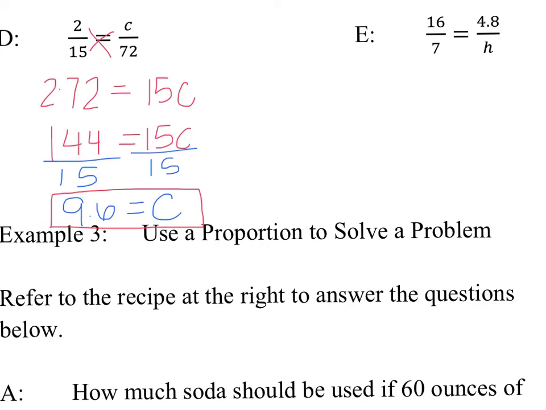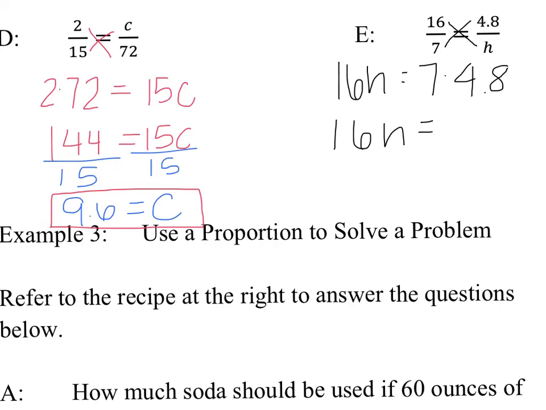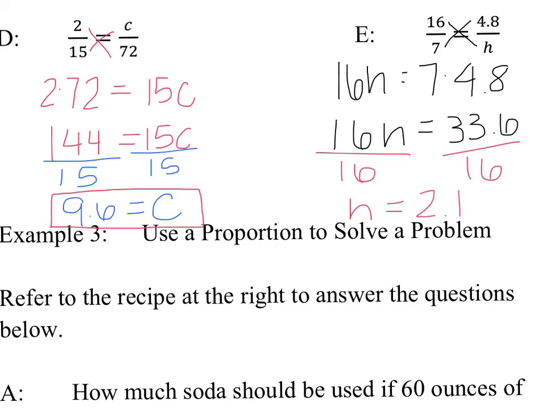Okay, so then E, it's the same idea. E is the last one we'll do, and then we'll be finished with these notes. So we cross multiply. We have 16 times H, so we have 16H. And then 7 times 4.8. So we have 16H equals 33.6. Divide by 16 to get H by itself. So H equals 2.1. And that is the final answer.